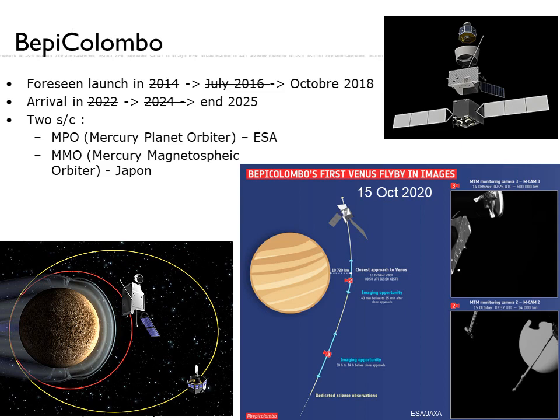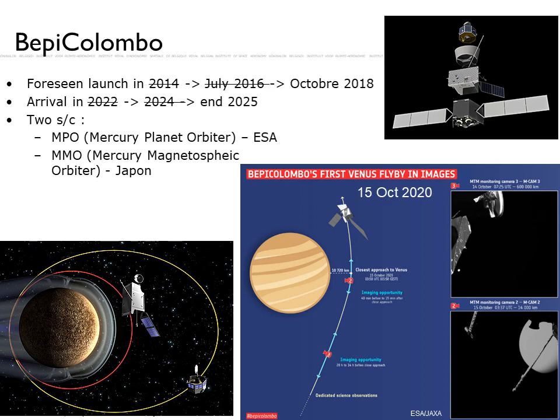BepiColombo consists of two individual orbiters, the ESA Mercury Planetary Orbiter (MPO) and the JAXA Mercury Magnetospheric Orbiter (MMO). MPO has as primary goals to image and map Mercury throughout its orbit, which is quite distinct from the orbit followed by MMO, which will study Mercury's magnetic environment.